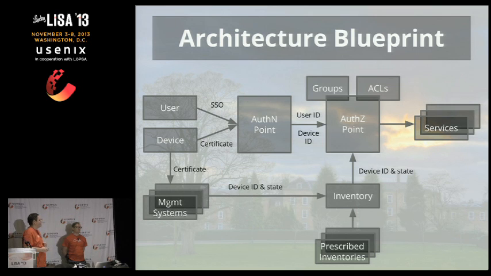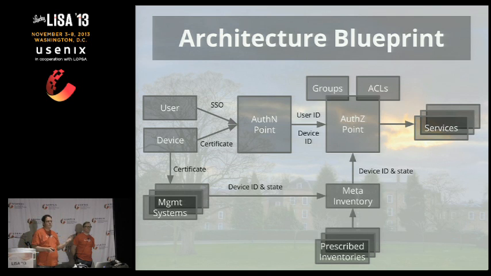So we decided to take another approach, which we borrowed from the concept of a meta directory. We said we are building a meta inventory. The meta inventory's purpose is to connect to the inventory data sources upstream, collect the information, and correlate it down on a per host basis. And this meta inventory then provides the interface which the authorization point can interact with.